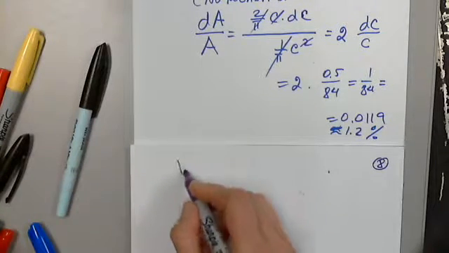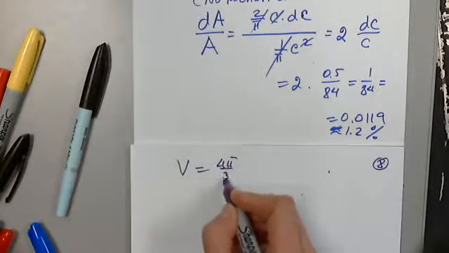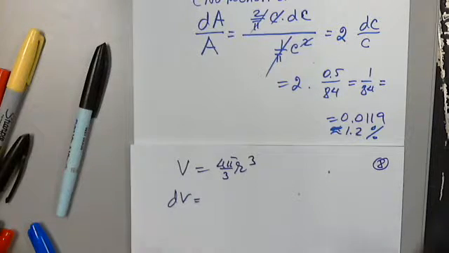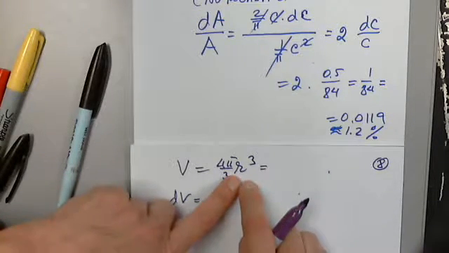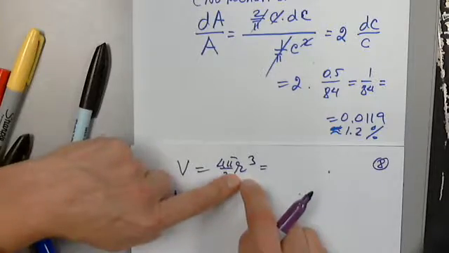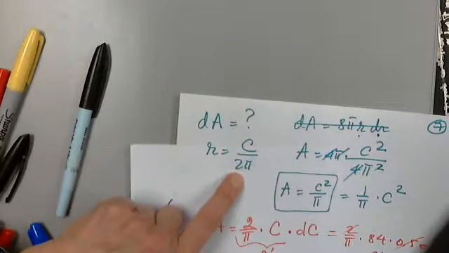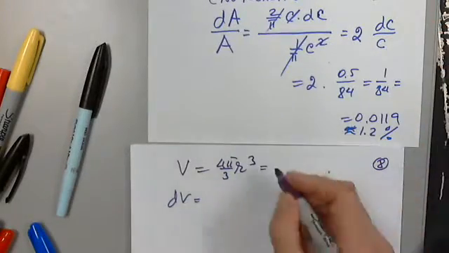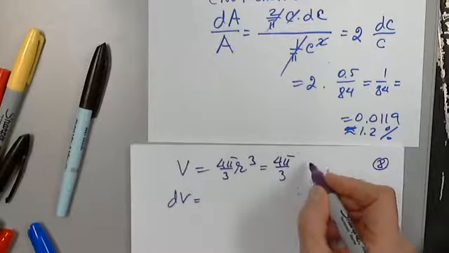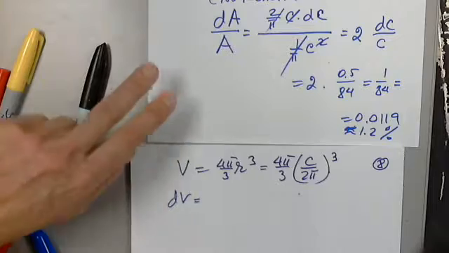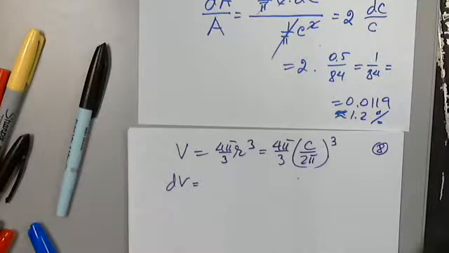Volume, right? So let's write the volume first. 4 pi over 3 r cubed. And yes, I have to find dV, but I need to replace this r like I did with the circumference, with the area. So here's r. R is C over 2 pi. So this is 4 pi over 3, C over 2 pi, everything to the third power. And simplify it before I find dV.